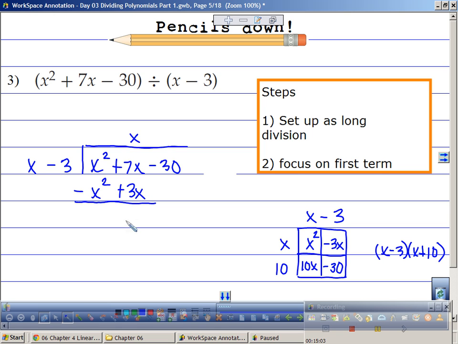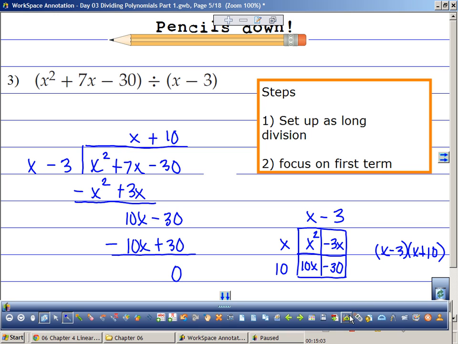So 7x and 3x make 10x. Oh, look, there's one there too. X goes into 10x how many times? You already know you're right. 10 times negative 3 is, oops, what was my next step over here? Bring down the negative 30. 10 times negative 3 is negative 30. And 10 times x is 10x. Draw the line, change the sign. I have a remainder of 0. Copy that down.